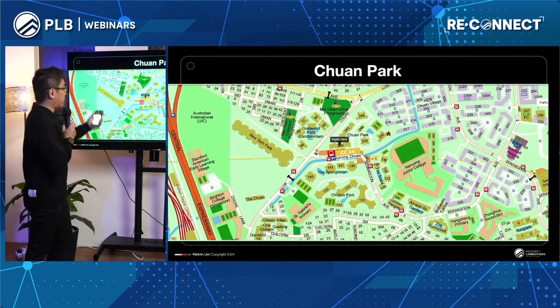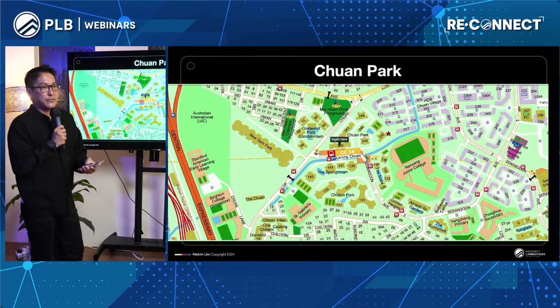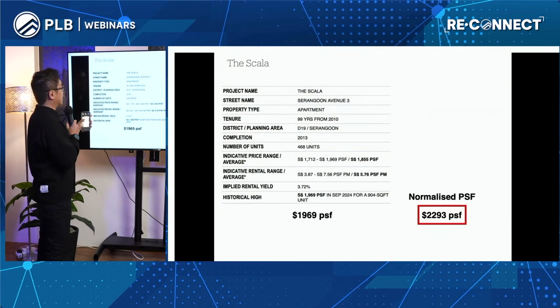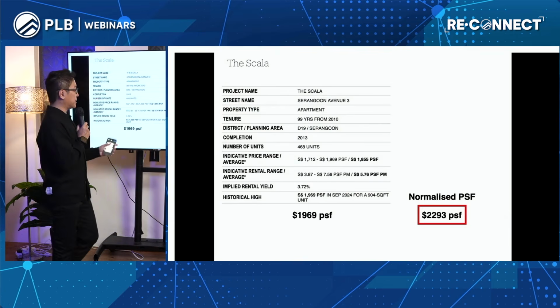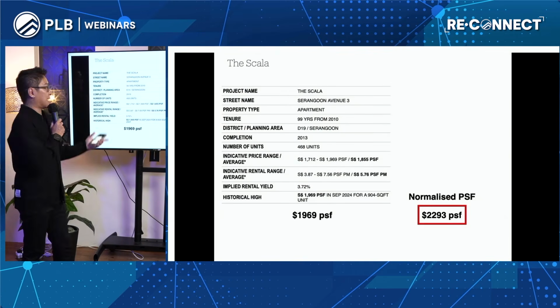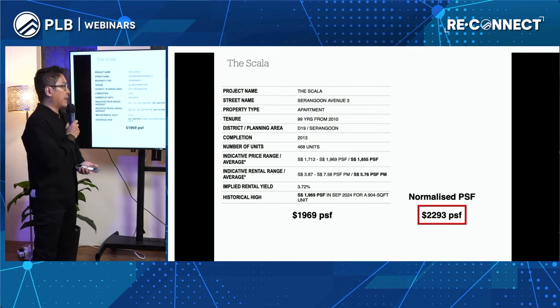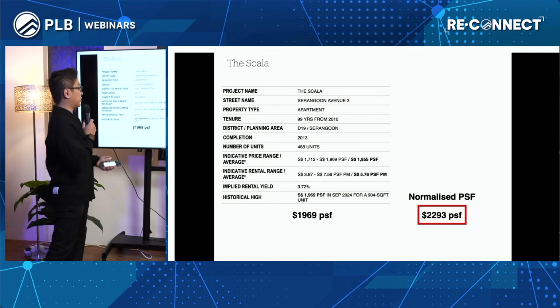All right, for Chuan Park itself, this is also something that we look at in terms of that location, what is happening. And if we do a comparison, the normalization in terms of PSF for this project that's very near to Chuan Park, which is Scala, right, is at an apartment status of 468 units. And the price per square feet is actually at 1,855 per square feet.